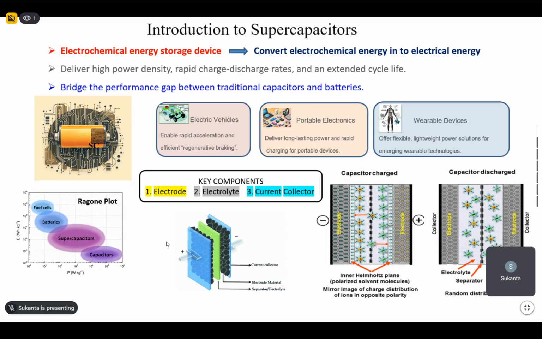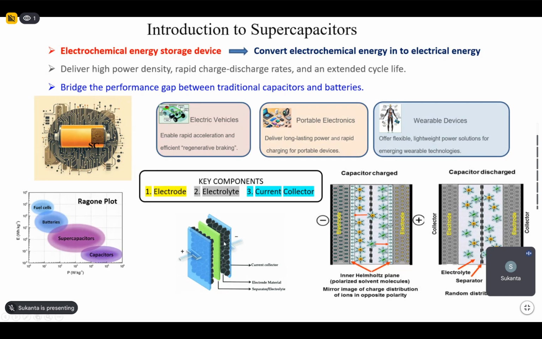And here the mechanism is, when the charging occurs, the ions from the electrolyte store on the surface of the electrode materials, and the electronic charge is stored on the electrode, and their separation becomes of the order of atomic level. So if the separation between positive and negative charge becomes of the atomic level, we can say that the capacitance value will be really high.